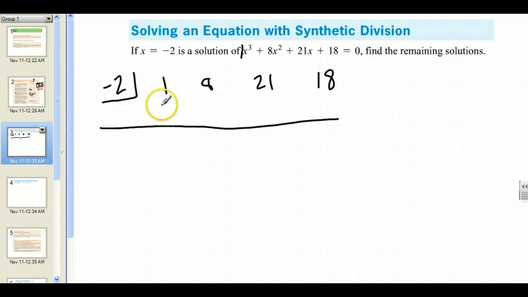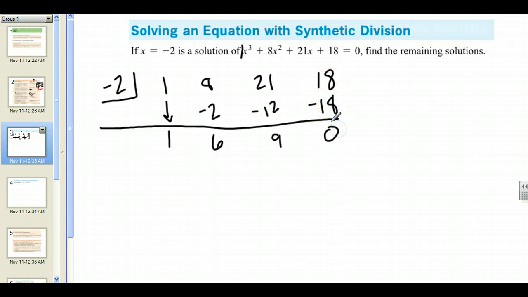Alright, how do we start the process? Bring this first number down and then start multiplying. Negative 2 times 1 is negative 2. Adding these two gives me 6. Multiplying here gives me a negative 12. 21 and negative 12 combines to a positive 9. And then finally these two give me a negative 18.